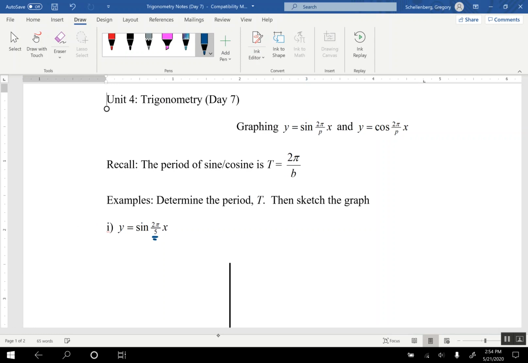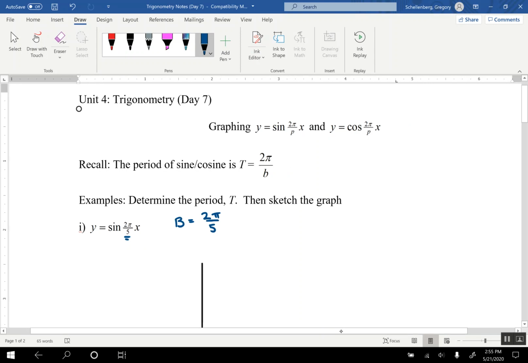So the first function, we've got the sine of 2 pi over 5 times x. So our b value here is 2 pi over 5. And how does that impact our period? Well, our period formula is 2 pi divided by b. And if b in this case is 2 pi over 5, then our period is 5. Okay, so how do we graph that?